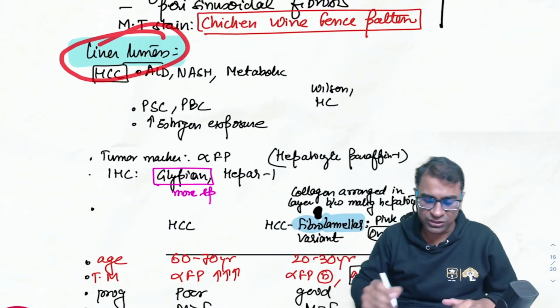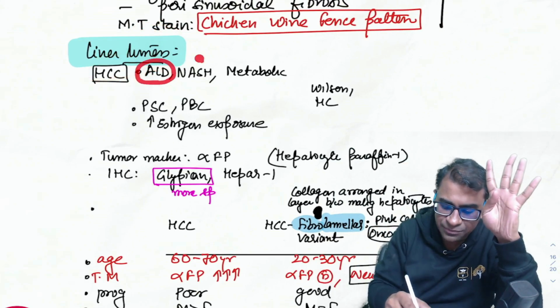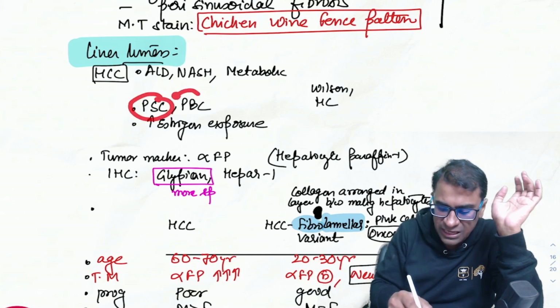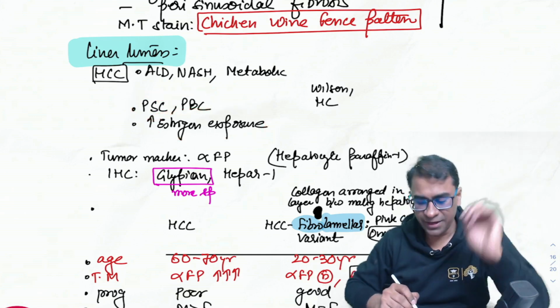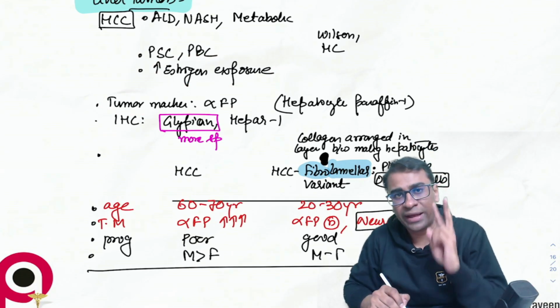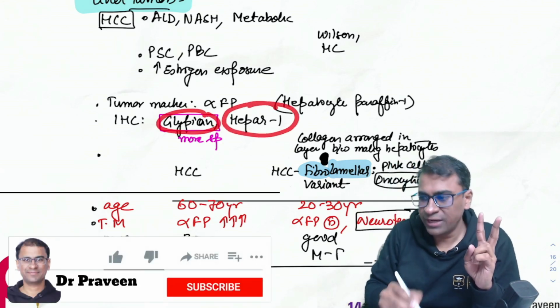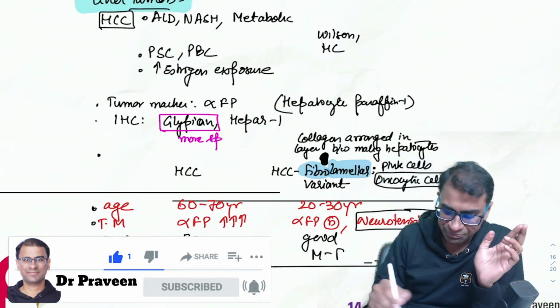Very importantly, we should discuss hepatocellular carcinoma with four main etiologies: ALD, NASH, and metabolic. PBC and PSC can also cause this, and increased estrogen exposure can also cause this. The main tumor marker is alpha fetoprotein, and the two IHC markers for this are very important: glypican and hepatocyte paraffin 1.